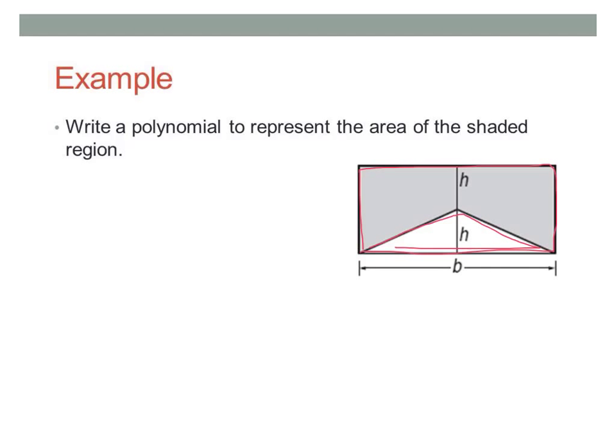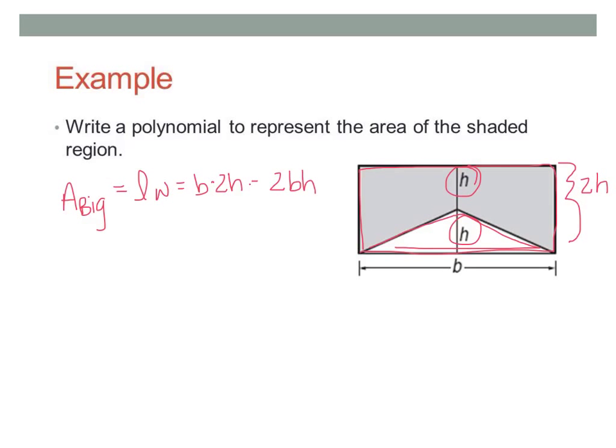Because the area of the whole thing is a triangle, so we're going to call it the big area, this is the whole thing, and we're looking at length times width. Well, its length looks to be b, and its width is this, which is actually 2h, because we're going to add those h's together. We have this h up here plus this h down here. So we're going to get a big area of 2bh.